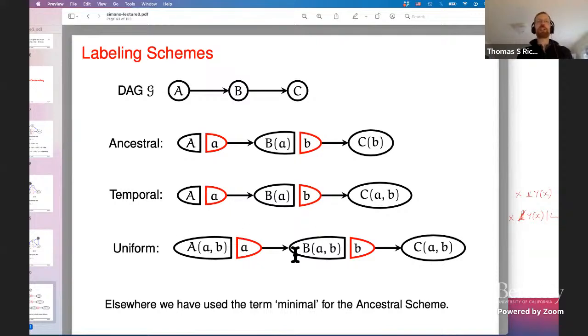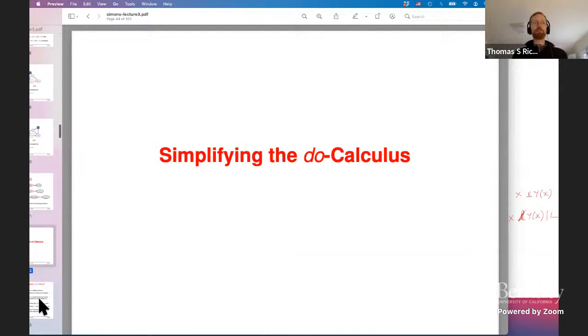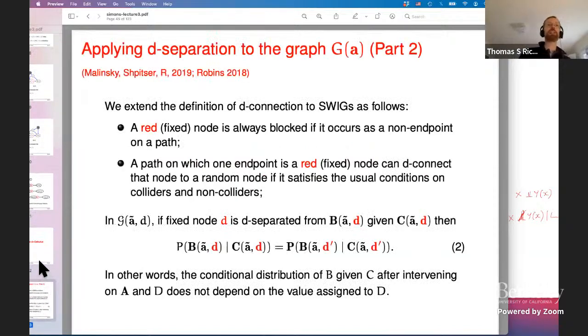One reason for this scheme is that there are times where you want to be able to unambiguously say, if I've got several different SWIGs I'm talking about, and in some of them I'm splitting different subsets of variables, it's just useful to have a scheme that lets me talk about which variable is in which graph, right? Whereas if I tell you I'm looking at B of A, you don't know whether that's B of A in the graph where I split A or B of A in the graph where I split A and B. So it's just useful to have this uniform labeling scheme for certain purposes, such as the one I'm about to show you.